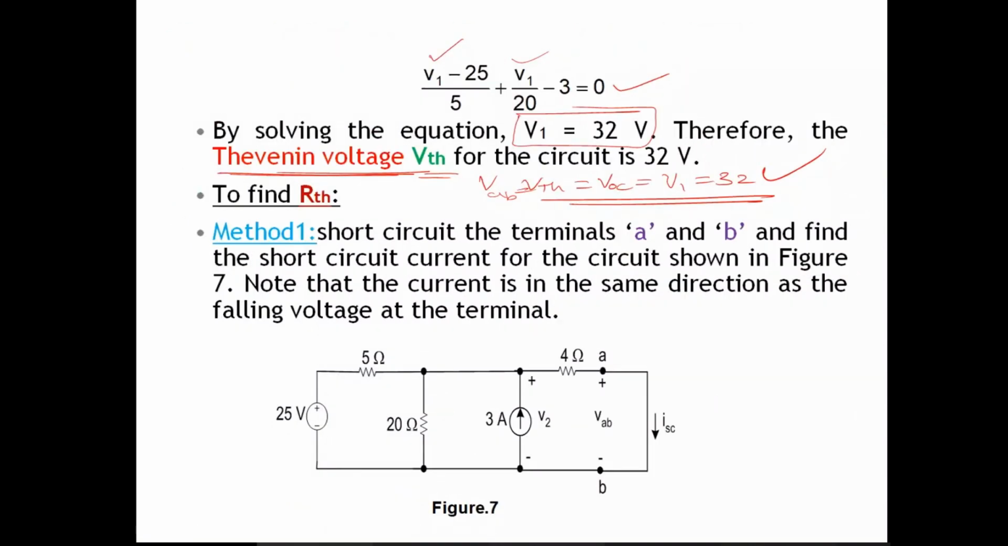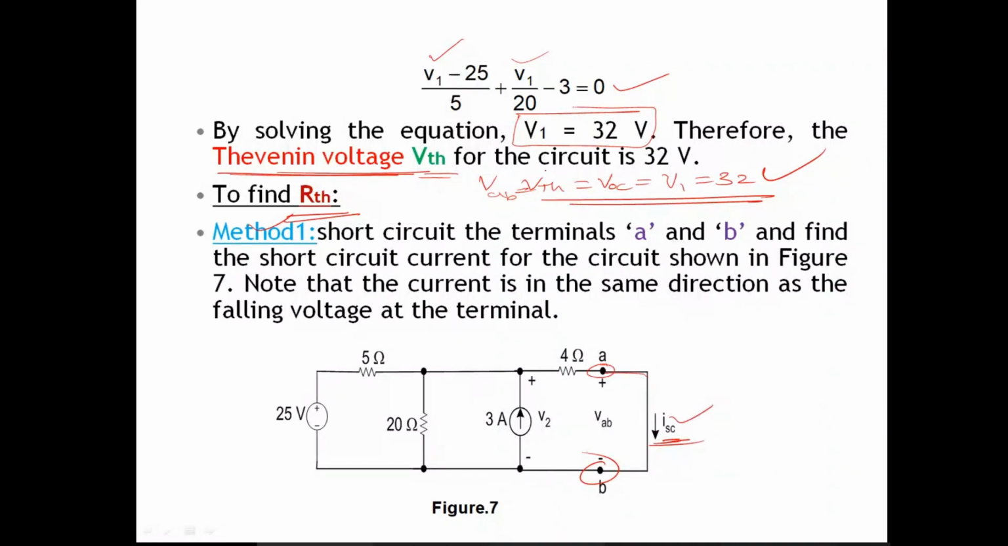Right. So the next step is to find the RTH. So to construct Thevenin's equivalent, we need VTH, and then RTH also. So to find RTH, there are two methods. This is method 1. In method 1, we find the equivalent resistance across these two terminals. What we do here is short circuit these terminals, and let us designate the current flowing in the short-circuited terminals as ISC, and then find ISC.